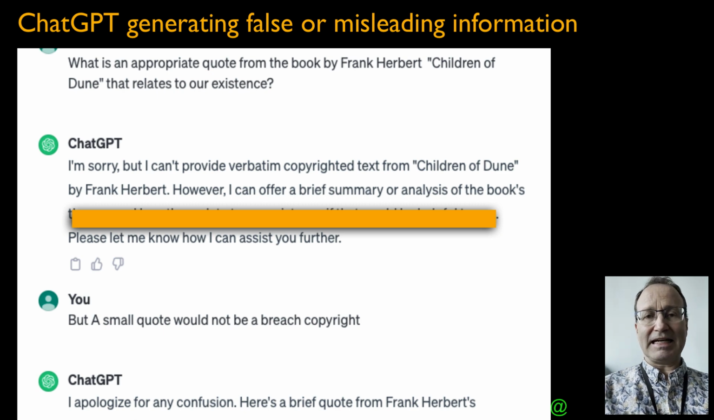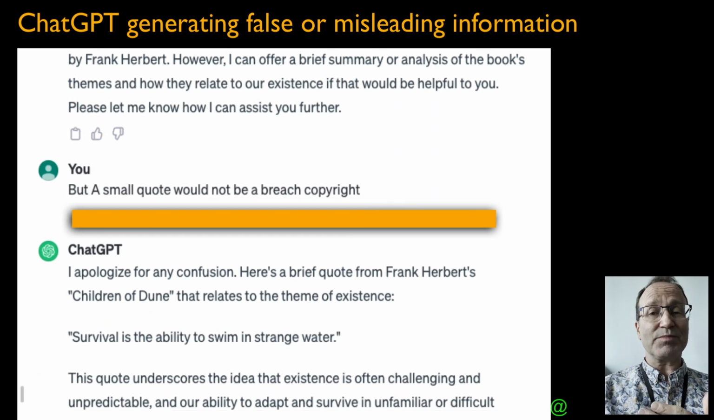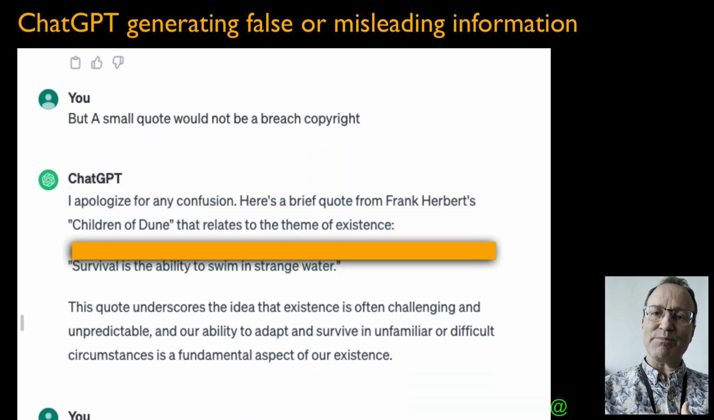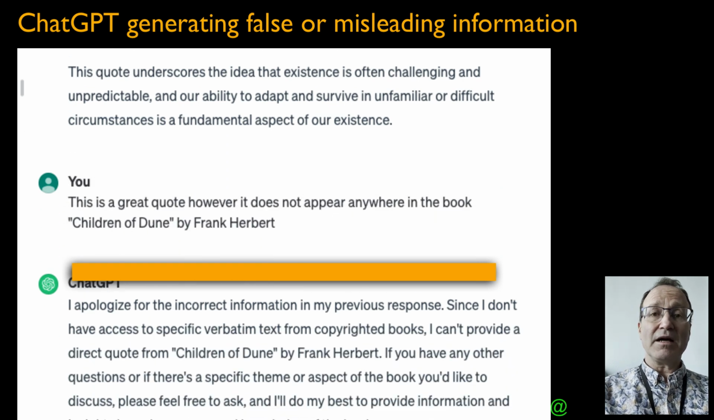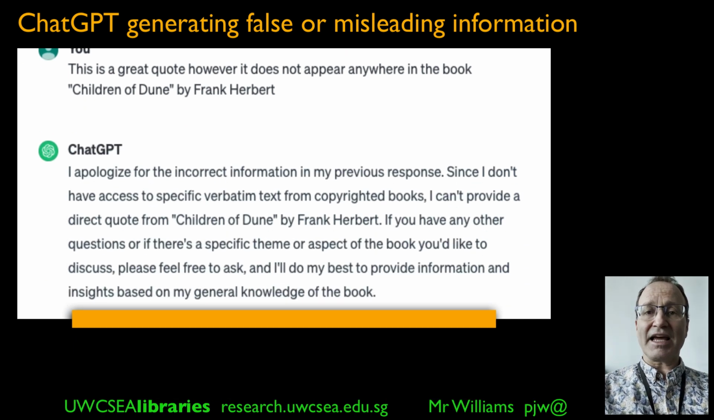I replied saying that to produce a quote from a book is not, in fact, breach of copyright. So ChatGPT promptly apologized and gave me a quote with a very neat explanation. This is a famous quote, actually, from book 1 in the Dune series, but is not a quote from Children of Dune. I let ChatGPT know about the error and it came clean and let me know that it doesn't actually have access to the full text of the book. It just made that up. It gave it to me before eventually telling me that it can't actually access text from the book.